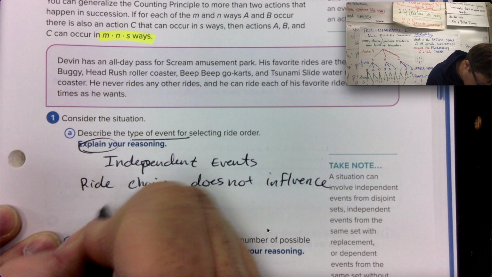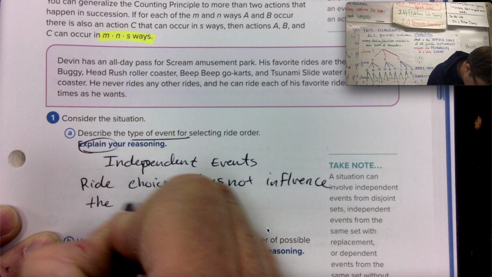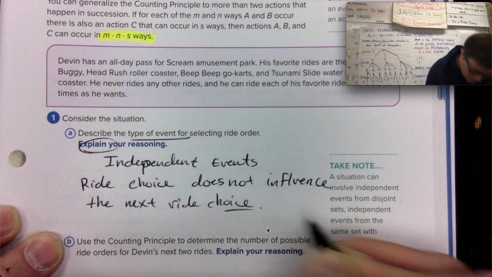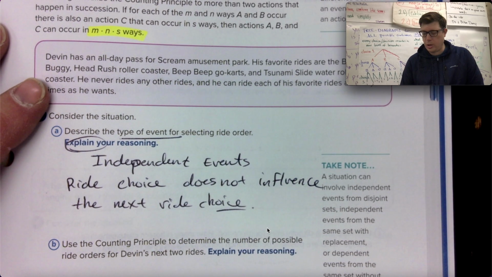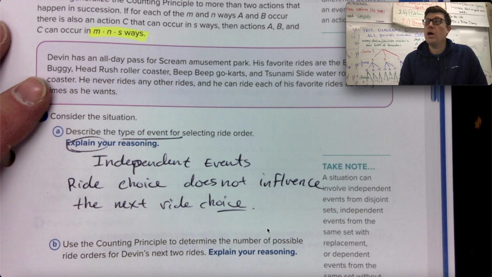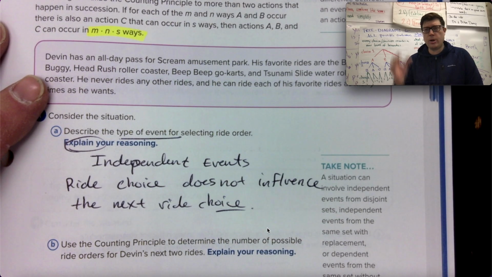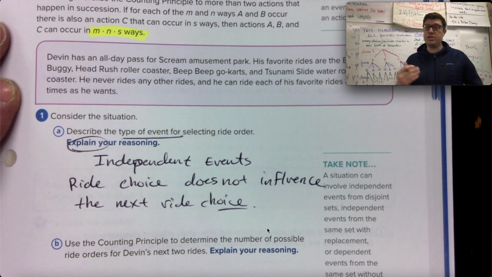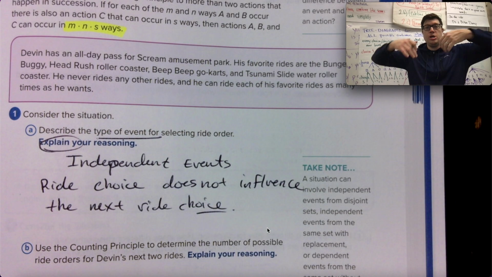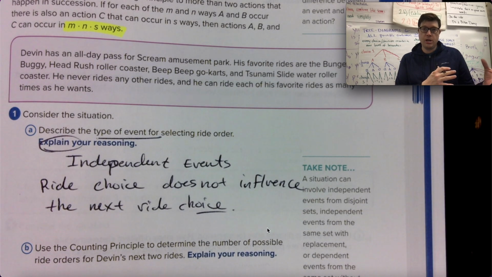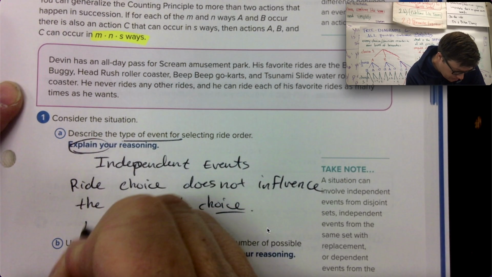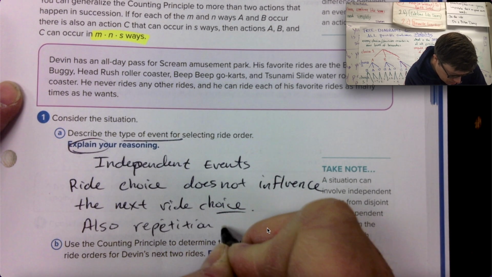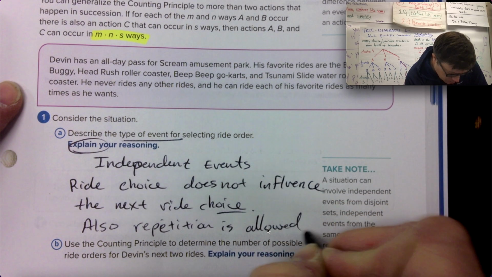Ride choice does not influence the next ride choice. Doesn't have to. I know when we go to a carnival or to the fair or to an amusement park, we think, I got to ride that big roller coaster, and then I want to go ride the next ride, and then I want to go ride the big roller coaster again. So you're planning out your process. But that doesn't mean that just because you went on the big roller coaster first, you have to go to the water coaster next. Okay, also repetition is allowed.